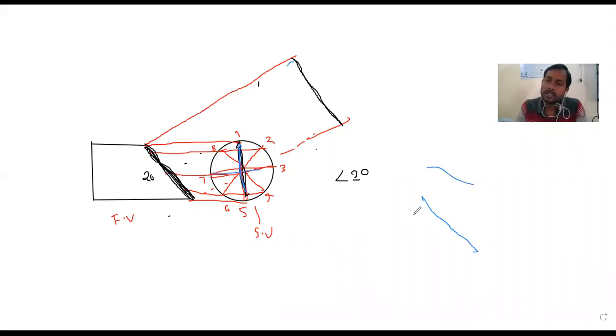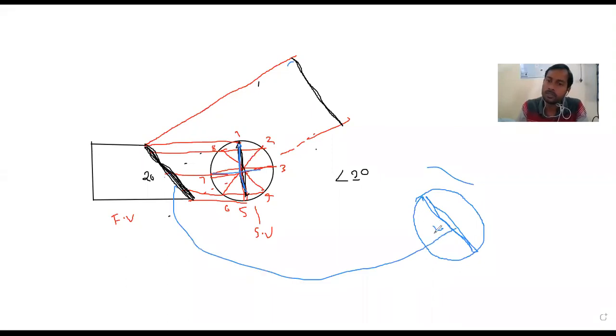So the circle's shape will be like this, nothing but elliptical. That shape will become elliptical because this portion's length is equal to this portion, but this width is equal to the circle width. Right? The width is equal to the circle width.